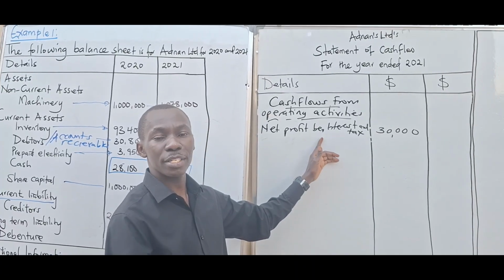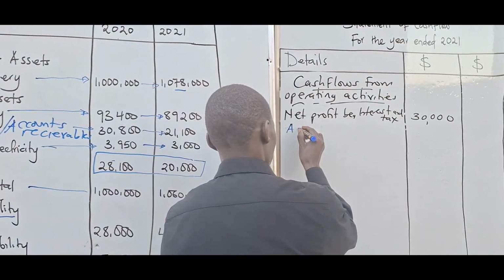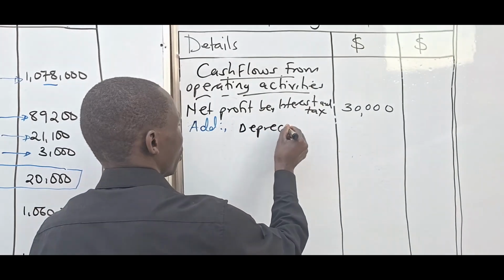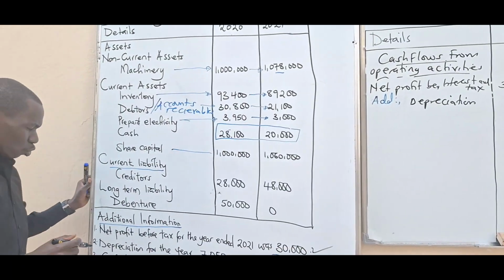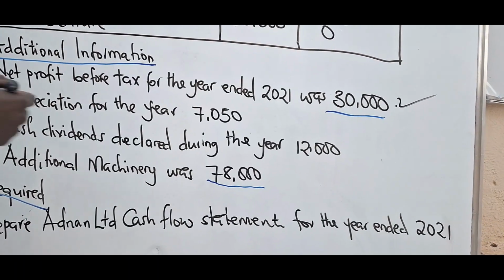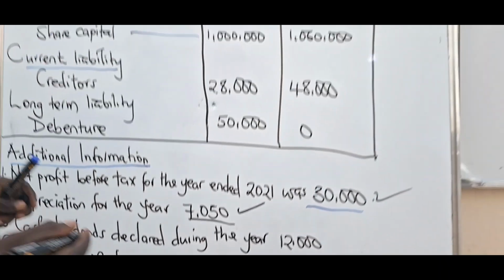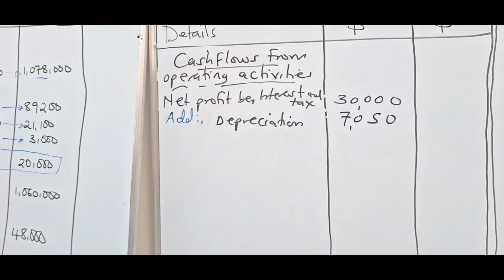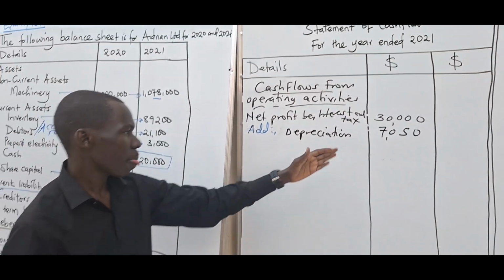here we shall have to add it back because it is not allowed under cash basis. Therefore, we come here and add back depreciation, because it was initially subtracted when we were preparing the income statement. You will find depreciation either in the income statement if it is given, or under additional information. If it is not given, still no problem. But here it is given, that is 7050. You have to bring 7050.